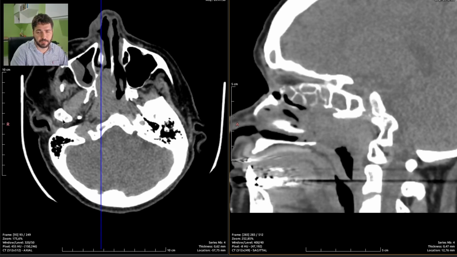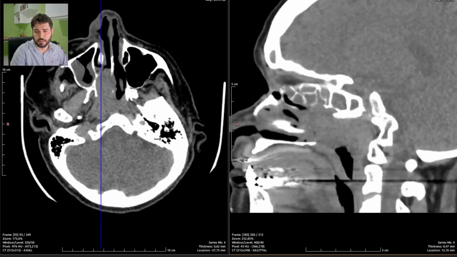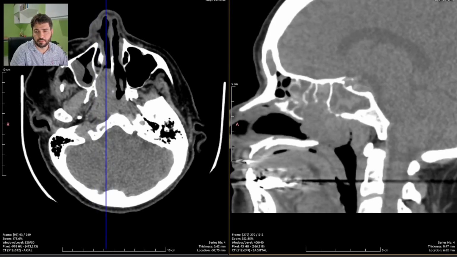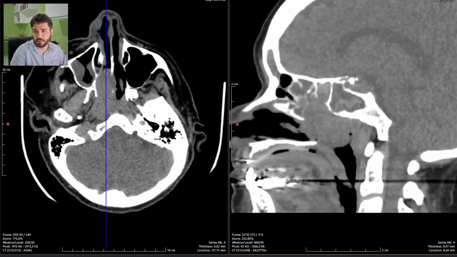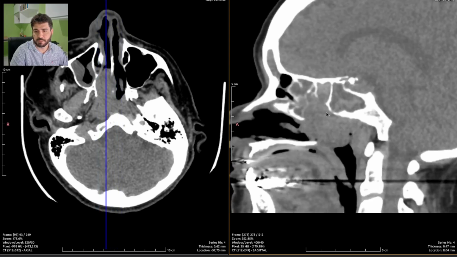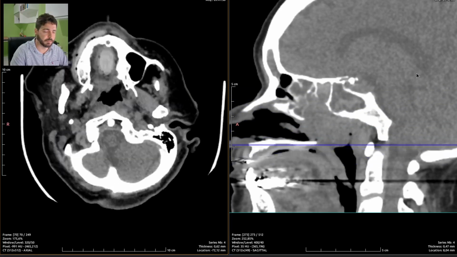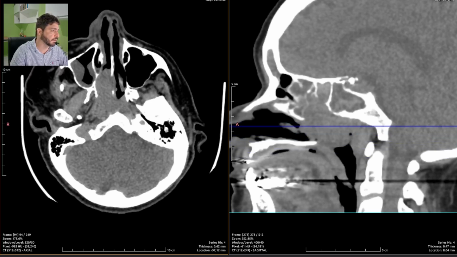This is most probably squamous cell carcinoma of the nose, an epithelial tumor, a very aggressive epithelial tumor arising from the mucosa of the nose and the nasal sinuses. So this is it.